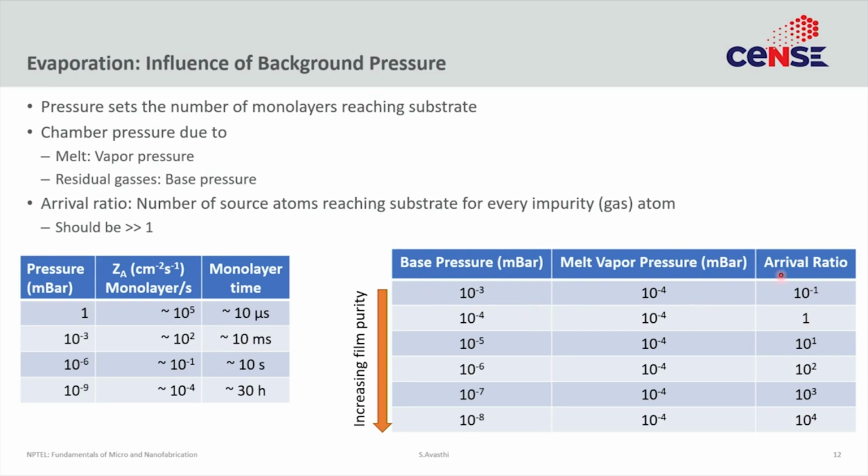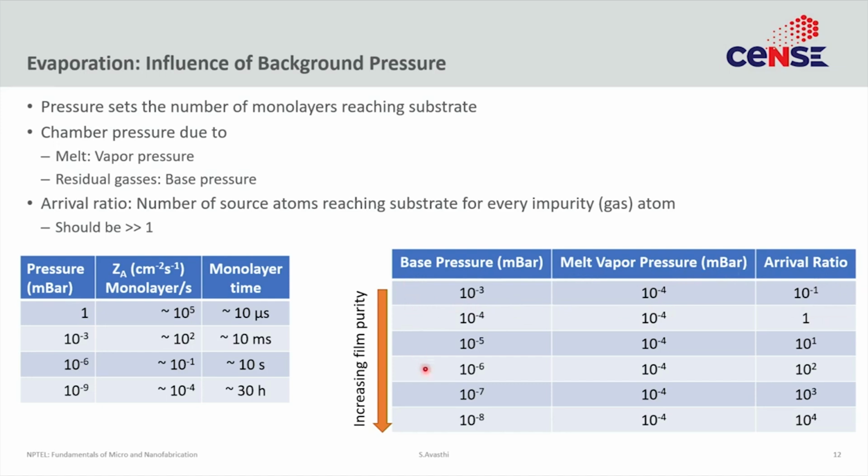So this is the arrival ratio that you would actually get for various base pressures, assuming a certain melt vapor pressure. So when you melt the metal, it will form a certain vapor. That vapor pressure is, say, 10 power minus 4, and your base pressure is 10 power minus 3. So there are 10 times more impurities inside your chamber than there are real atoms, so your arrival ratio is 0.1. So for every 1 atom of real thing that you get, aluminum, you actually get 10 atoms of something else. So that is obviously not good. So you cannot do evaporation under low vacuum conditions, right?